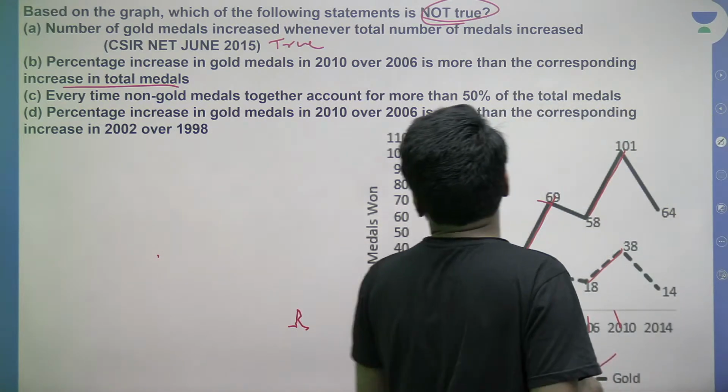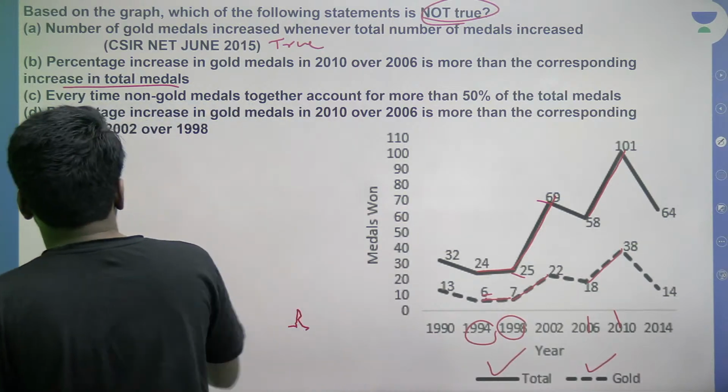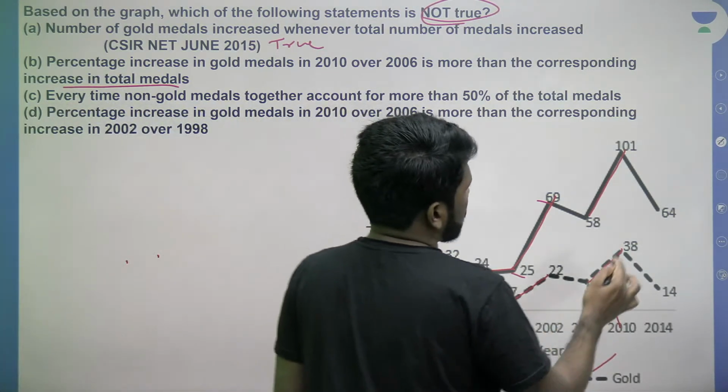Now what is option B? Percentage increase in gold medals in 2010 over 2006. What does 2010 over 2006 mean?